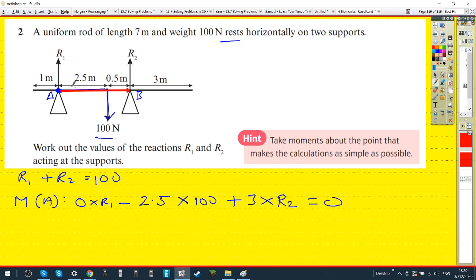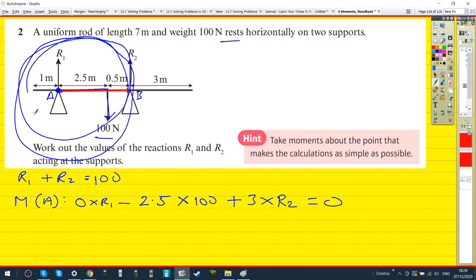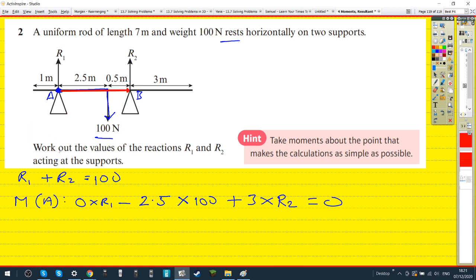Yeah. So taking moments about A, we have this downward force that's going to spin this thing in this direction. A is like the pivot, the hinge. Reaction 2 is spinning it the opposite direction. And overall, if it's at rest, then they're not going anywhere. Okay, solve.